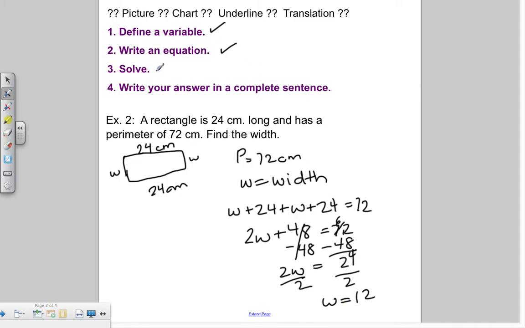No. I need to write my answer in a complete sentence. Find the width, it asked me. So I write the width is 12. And then I don't forget my labels. Centimeters. Just 12 wouldn't have been enough. 12 centimeters. Okay, I've done my 4-step process and I'm done. Excellent. You could do a check step too, but we'll leave that for a different time.